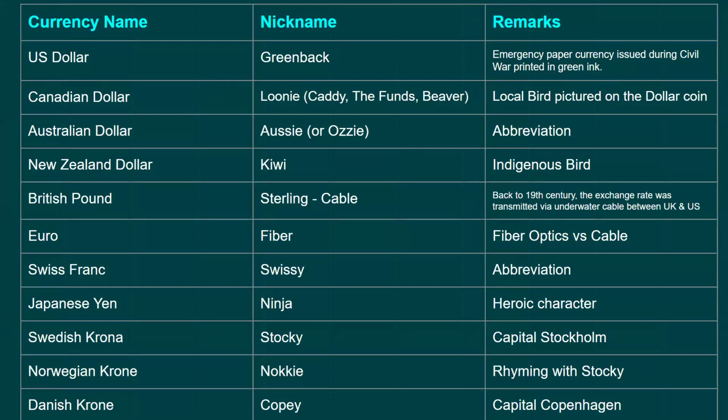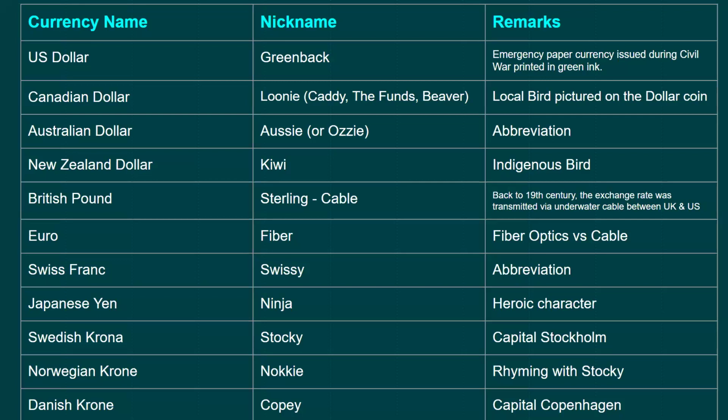The Canadian dollar is called the loonie. Some people call it the caddy. We call it the CAD. The funds, the beaver, but the loonie is the major one, because there's a local bird pictured on their dollar coin, the loon, so it's the loonie.